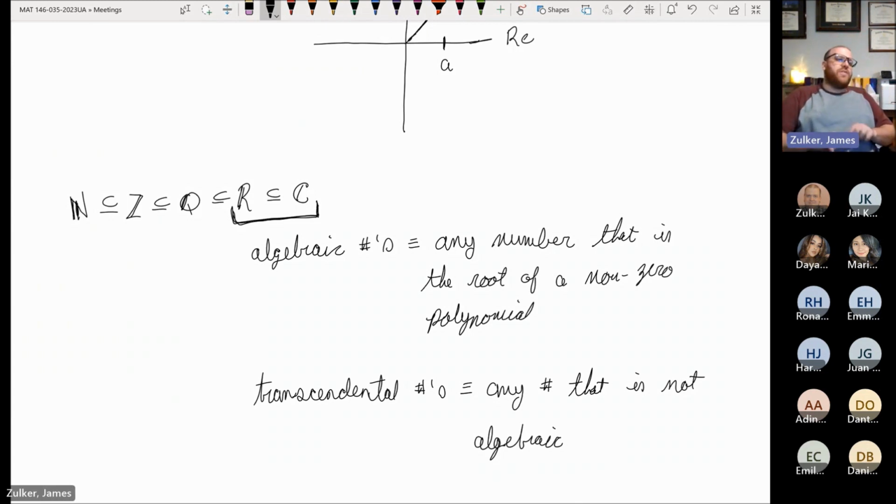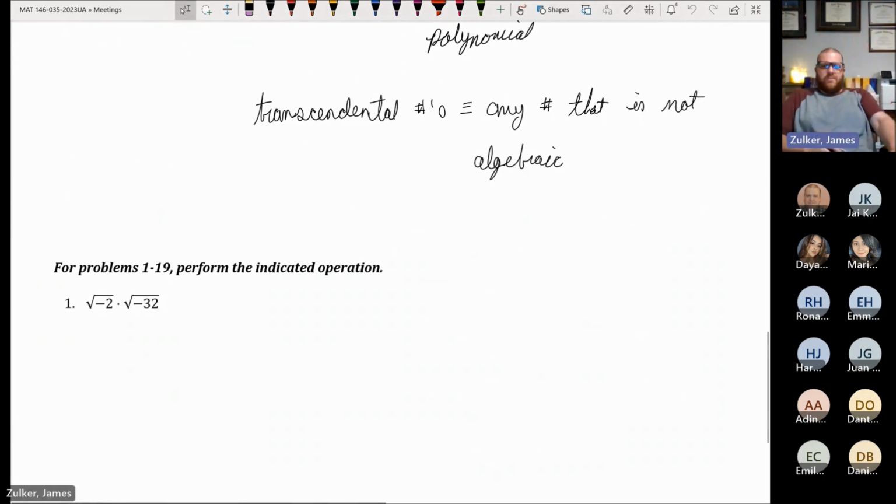Now what we're going to do is work with the complex numbers. We're going to perform basic arithmetic on them: adding, subtracting, multiplying, and dividing.